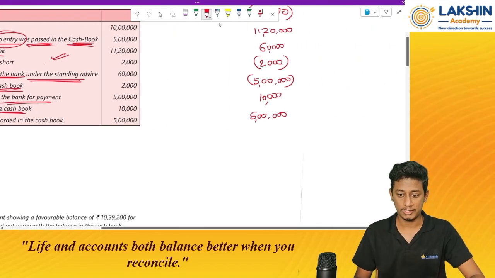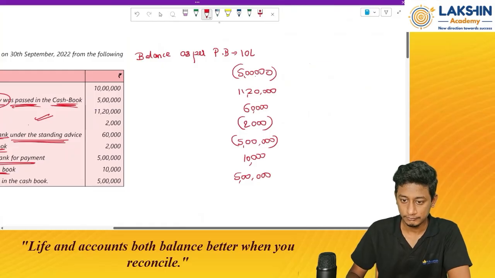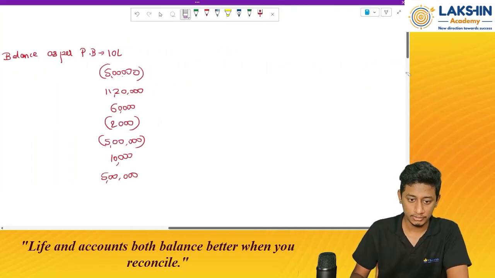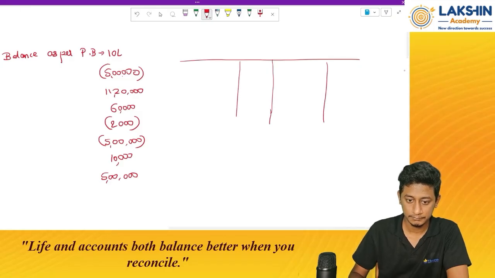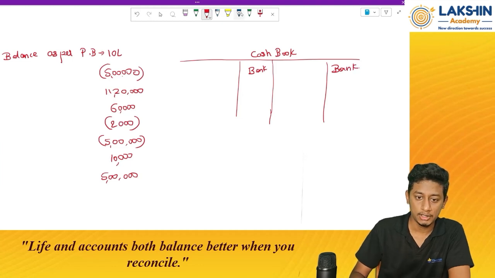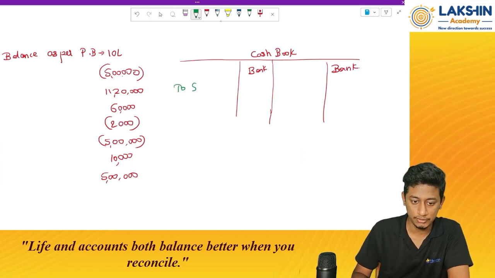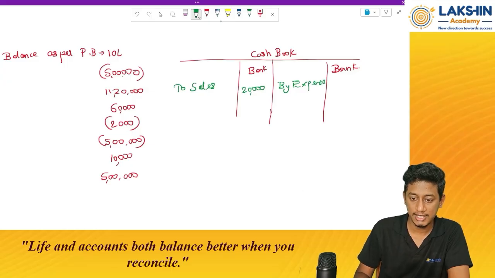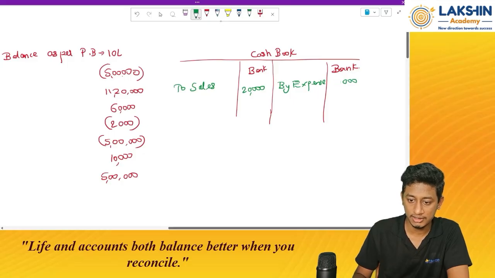So I will just draw an account over here. Understand this carefully. So this is my cash book, and I am drawing only the bank column over here, for understanding purposes. Let's take some amounts now. Let's say to sales, 20,000 rupees. By expenses, 5,000 rupees. Or let's make it 1,000 rupees.